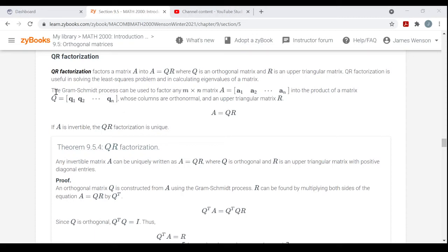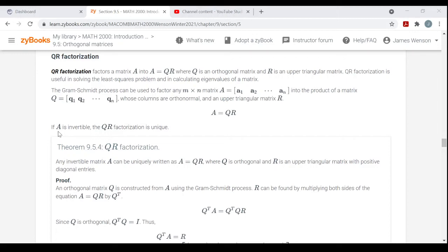So here's what happens, right? The Gram-Schmidt process can be used to factor any m by n matrix into this. So again, you think of the column vectors, into the product of a matrix Q, with column vectors q1 through qn, whose columns are orthonormal, and an upper triangular matrix R.